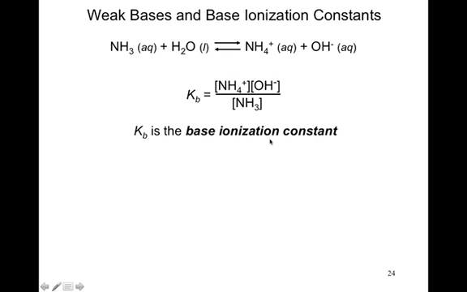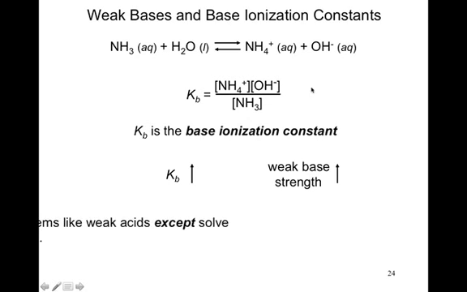Kb is the base ionization constant, and it's very similar to Ka. So of course, if we increase Kb, that means we're producing a lot more products than reactants. And one of those products is the OH minus ion, which is a measure of how strong our base is. So if Kb is very large, then we have, this is weird to say, a stronger weak base. As far as weak bases are concerned, it's stronger if it has a bigger Kb because it's ionizing into more OH minus ions.